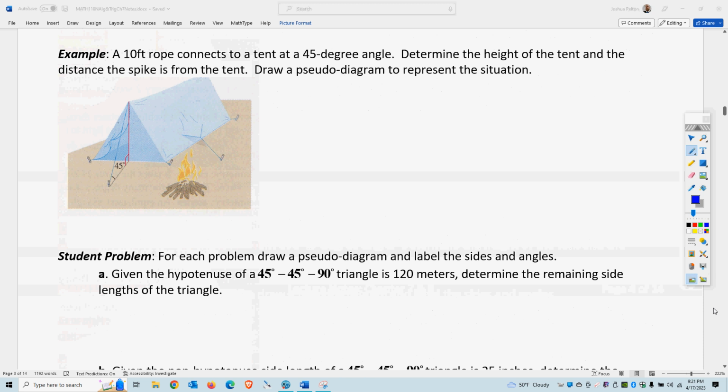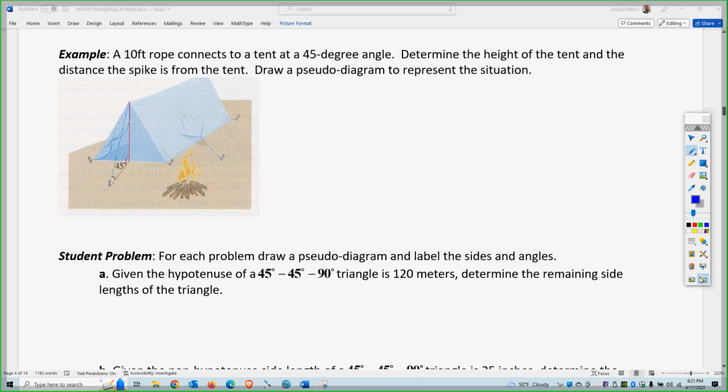All right. So let's do a pseudo diagram for the 45, 45, 90. It's for the tent. Okay. So we do the tent here. There's the string or the rope, and we have two 45-degree angles and my terrible 90-degree angle, and my terrible art skills. Probably should go up more like that, huh? Oof, not sure that's any better, to be honest.